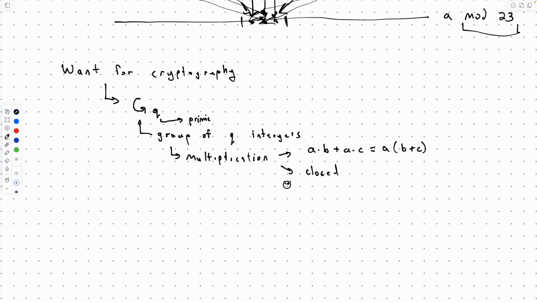Another property of a group that I need, it's sort of non-obvious, but I need an inverse for every element. Okay. And so if you have some number A and it's in the group, sometimes we write this weird E, it just means it's a member of the group. So if A is in G, then there exists some B in G as well, such that A times B equals 1. That's what an inverse means.